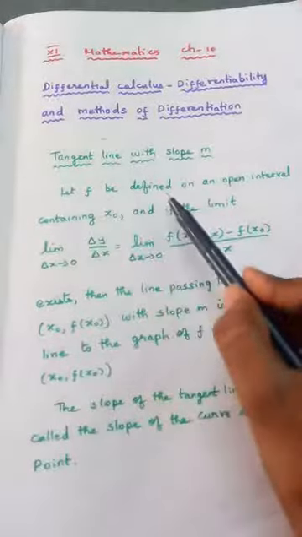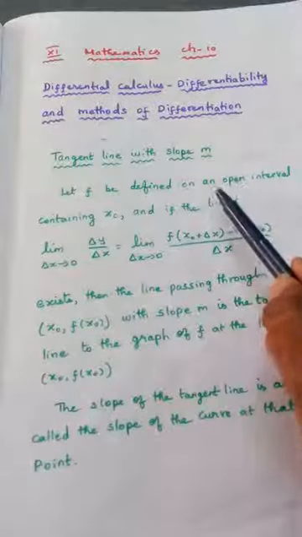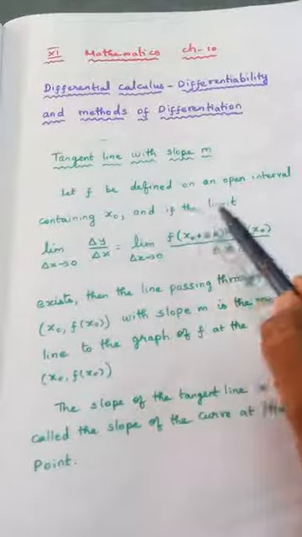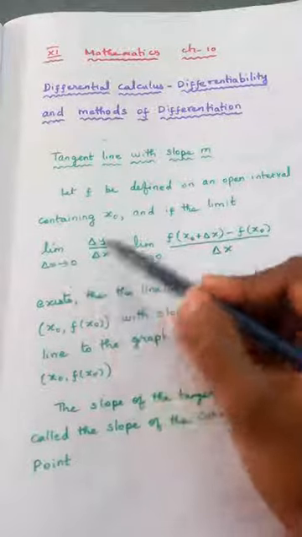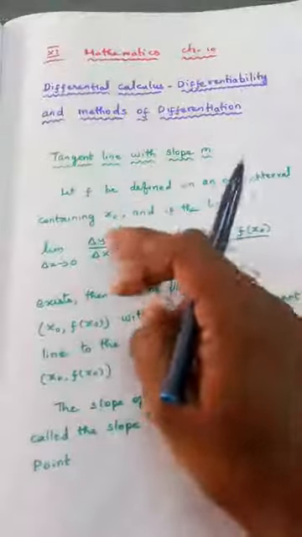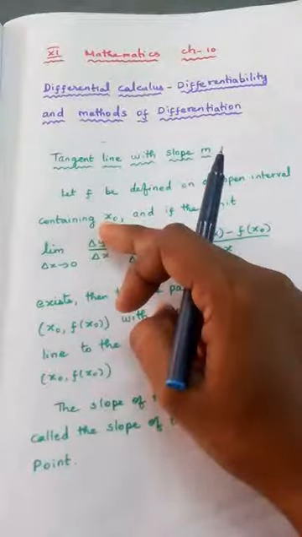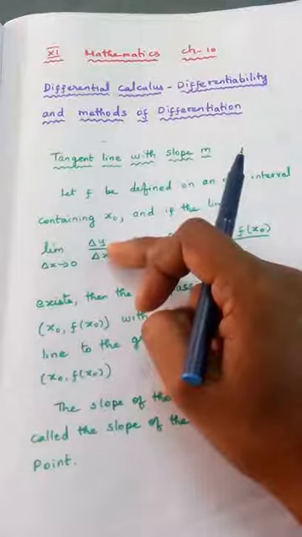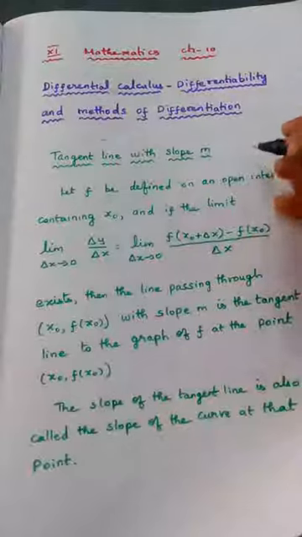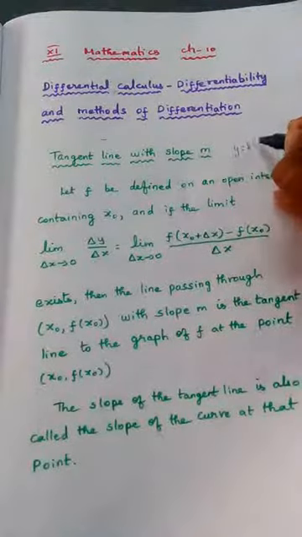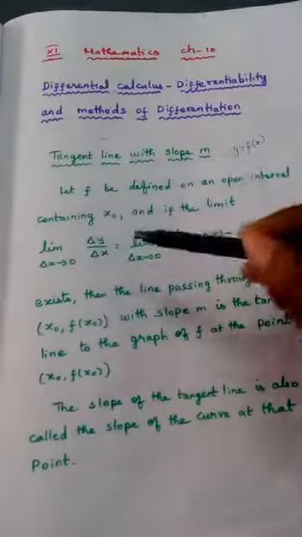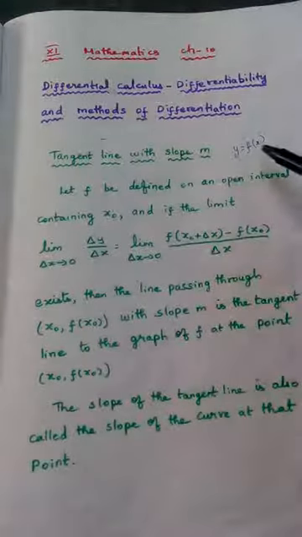Let f be a function defined on an open interval containing a point x0, and if the limit as delta x goes to 0 of delta y by delta x is equal to, actually delta y means change in y, delta x means change in x, where y is equal to some function of x. Suppose y is a function of x. If I write delta y, what is the meaning? Change in y. Delta x means change in x, that is the meaning.